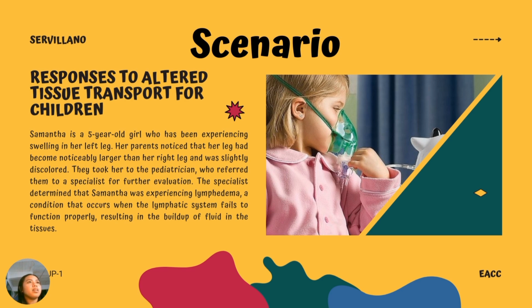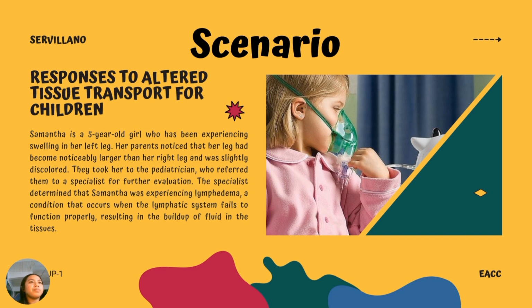So we have this scenario about the responses to altered tissue transport for children. So Samantha is a 5-year-old girl who has been experiencing swelling in her left leg. Her parents noticed that her leg had become noticeably larger than her right leg and was slightly discolored. They took her to the pediatrician, who referred them to specialists for further evaluation. The specialist determined that Samantha was experiencing lymphedema, a condition that occurs when the lymphatic system fails to function properly, resulting in the buildup of fluid in the tissue.